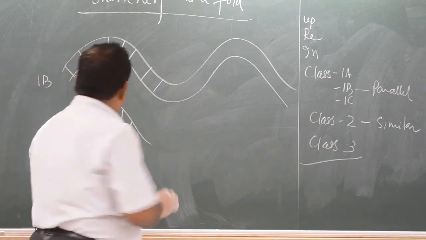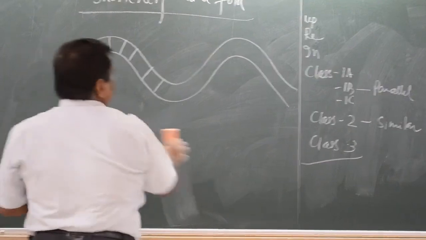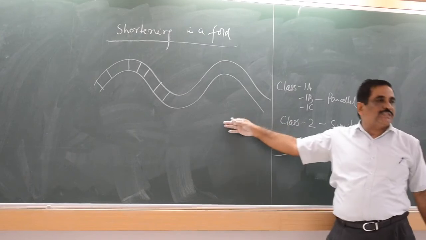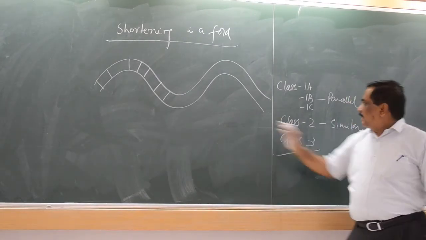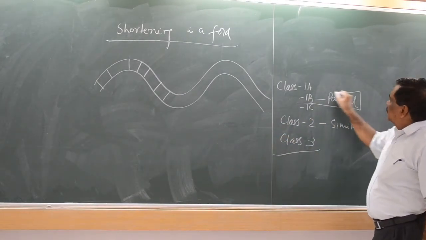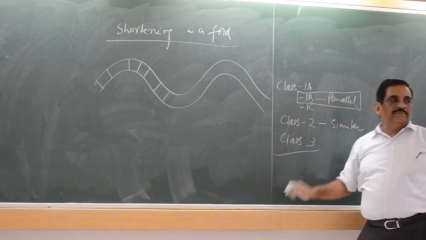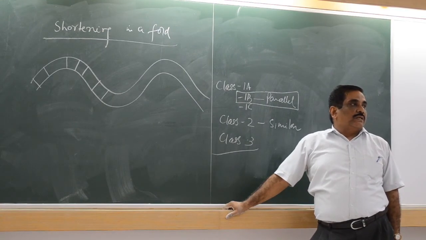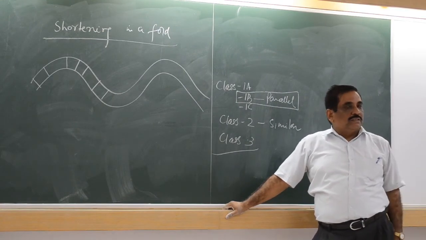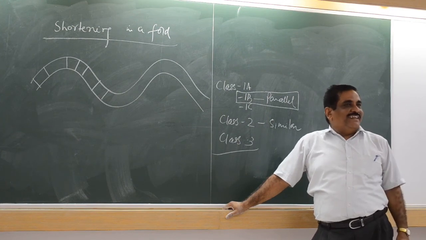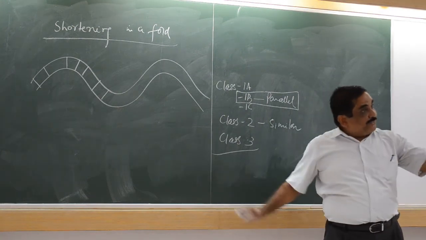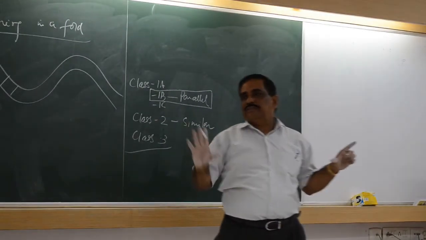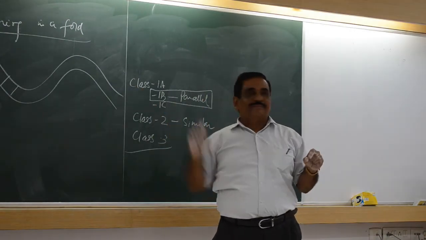Now, out of all these folds, the folds which we are going to discuss in a ductile layer are all class 1B folds. Remember, class 1B folds, parallel folds. Assume it. Afterward, they all start their life as class 1B. Absolutely, which means the thickness is the same everywhere.